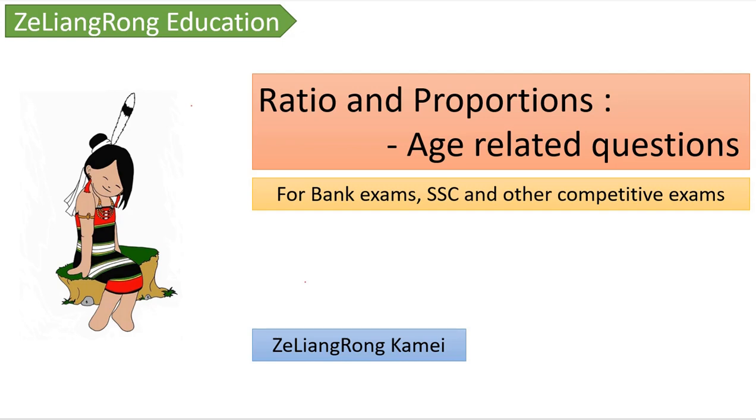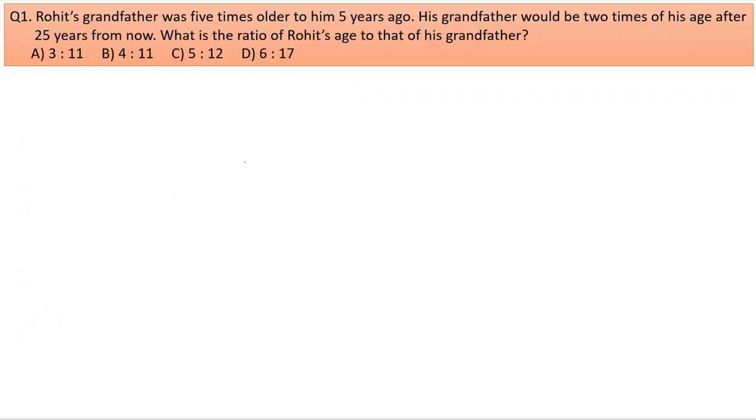Today we're going to discuss age-related questions by using ratio and proportion methods. In the first question: Rohit's grandfather was 5 times as old as him 5 years ago. His grandfather will be 2 times his age 25 years from now. What is the ratio of Rohit's age to that of the grandfather?